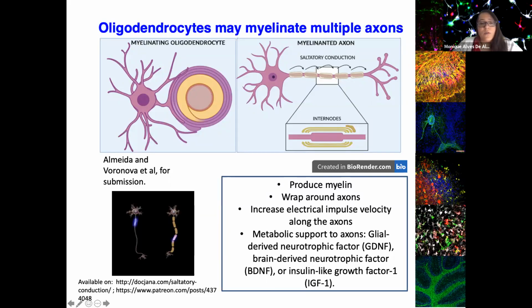As you can see here in the bottom left image, in unmyelinated fibers, electrical impulses travel as continuous waves. Contrarily, in myelinated fibers, they jump and therefore are much faster. So oligodendrocytes interact closely with nerve cells and provide trophic support by the production of different neurotrophic factors such as GDNF, BDNF, and IGF1.